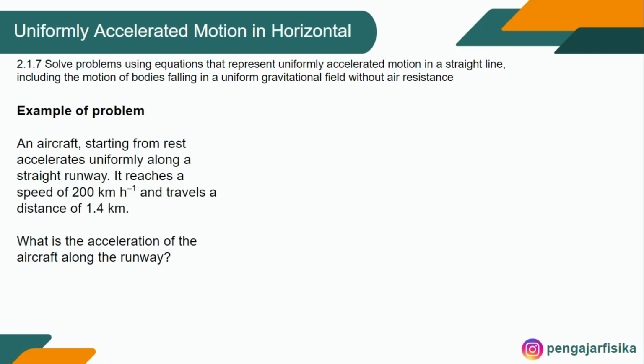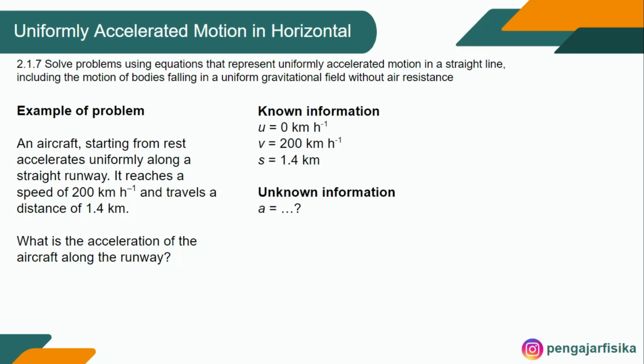An aircraft starting from rest accelerates uniformly along a straight runway. It reaches a speed of 200 km per hour and travels a distance of 1.4 km. What is the acceleration of the aircraft along the runway? First, we list down what we know from the question. We know u is 0 km per hour. How do we know? Because here we have a statement: starting from rest.